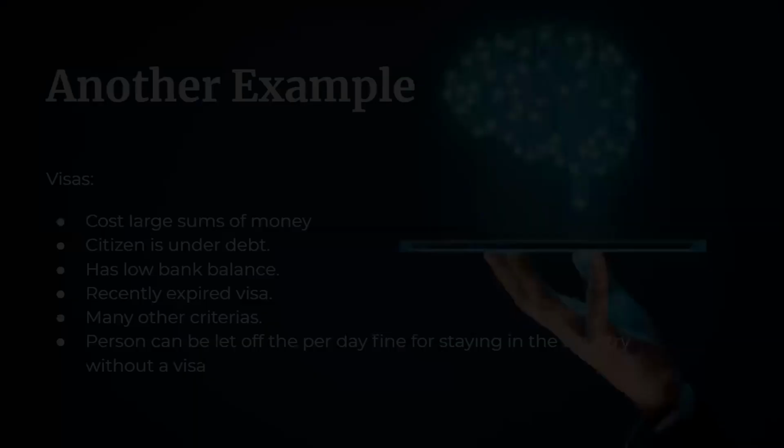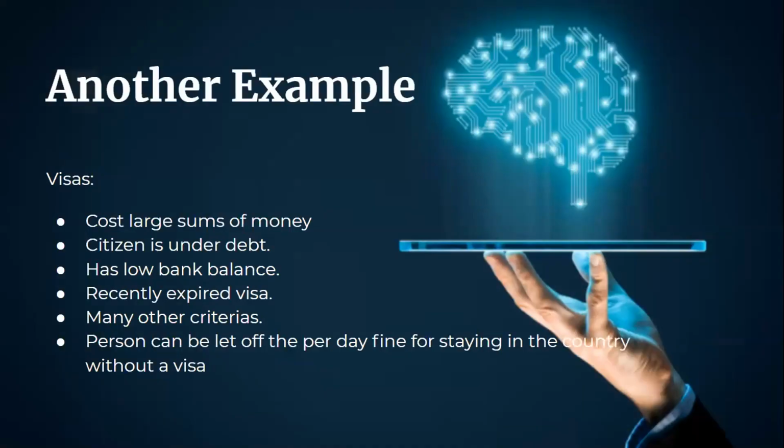Another example would be a visa system. Governments usually have fines for people who stay in the country even after the visa has expired, and it's a per day fine, which is quite large. So if the system could track citizens that are under debt, have low bank balance, have a recently expired visa, and many other such criteria, the person could be let off the per day fine for staying in the country.